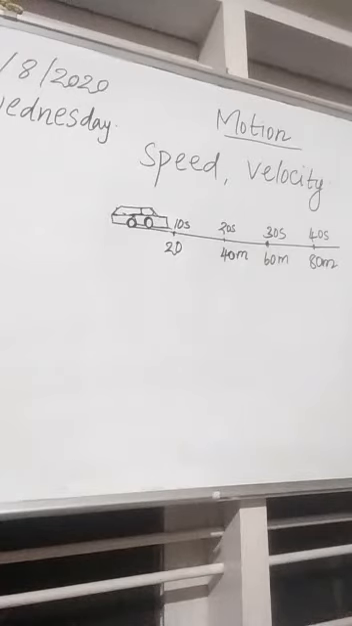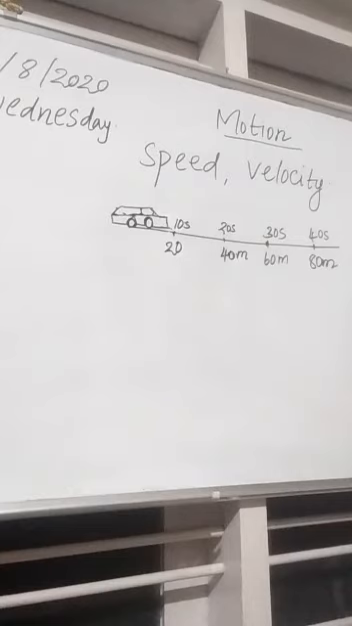Once again, the object is moving with uniform velocity if it covers equal distances in equal intervals of time in a specified direction. Velocity is displacement by time. Displacement is a vector quantity, it has direction. So velocity also is a vector quantity, it has direction. That is why in the definition we have to say it in a specified direction.